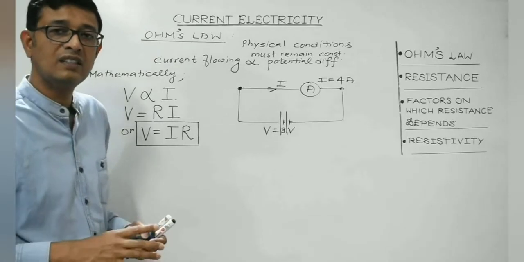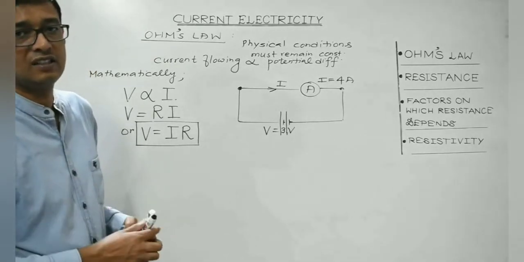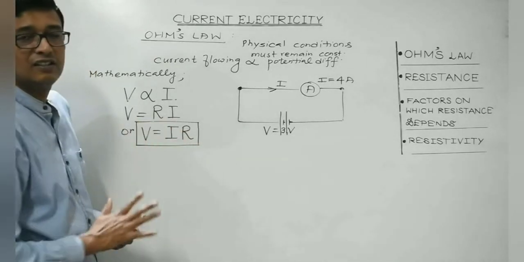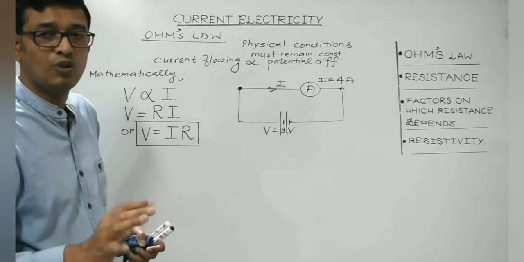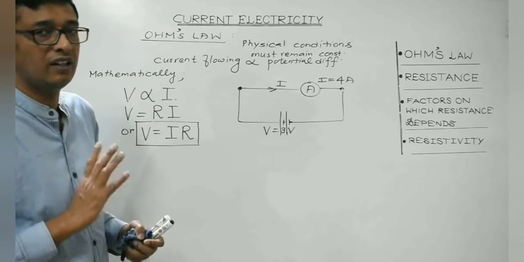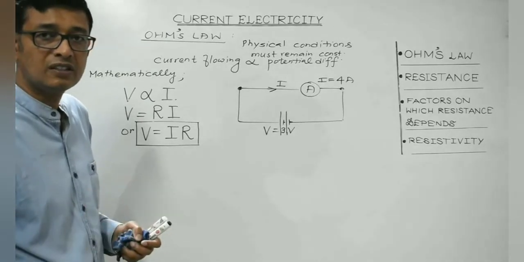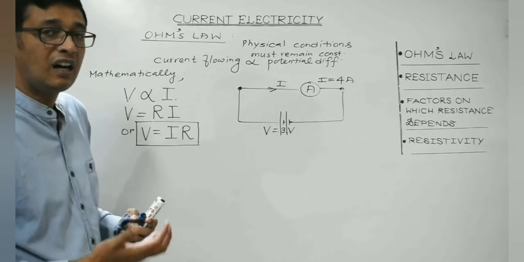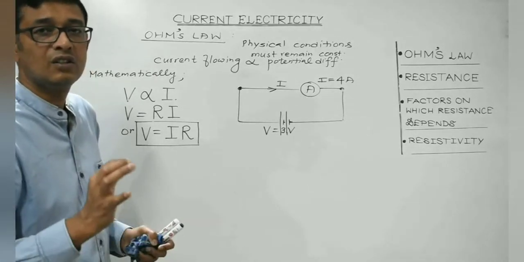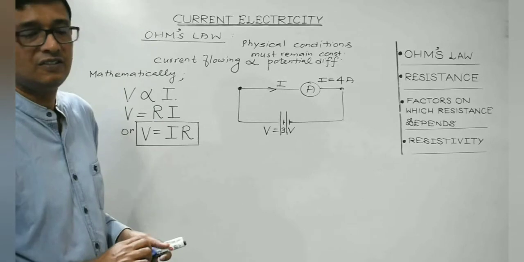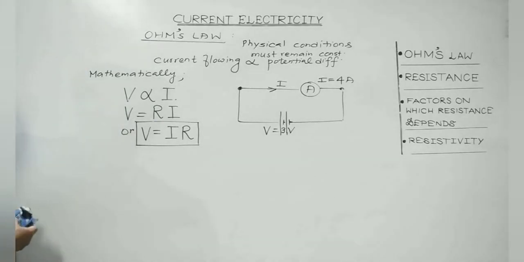It's the constant of proportionality. It is known as the resistance of the conductor. So V equals IR. This is the mathematical statement of Ohm's law. V is equal to IR. V is the potential difference applied across the ends of the conductor. I is the current flowing through the conductor. R is the resistance offered by the conductor. Right? So that's Ohm's law.